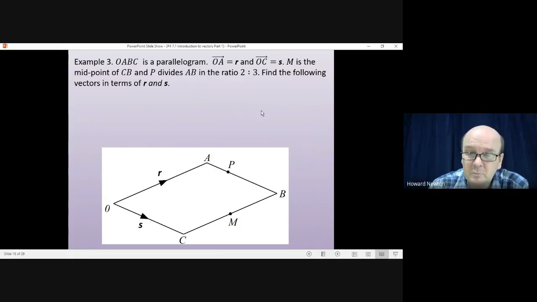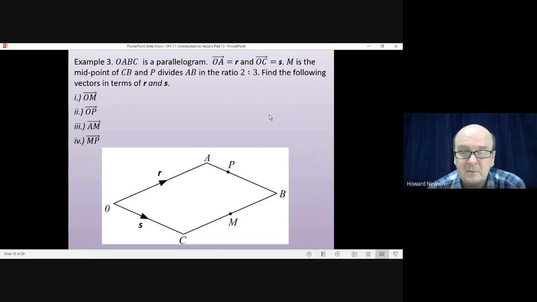And 2 other things we're told. We've got the point M here, which is the midpoint of CB. And more confusing than that, we've got the point P, which divides AB in the ratio 2 to 3. So if the whole of AB was 5 units long, from A to P would be 2/5 of the whole distance. From P to B would be 3/5 of the whole distance. Now, bearing all of that in mind, you'll be having fractions involved in the question. Now, have a go at finding these 4 vectors. So pause the video, have a go, and then come back to me when you're ready.